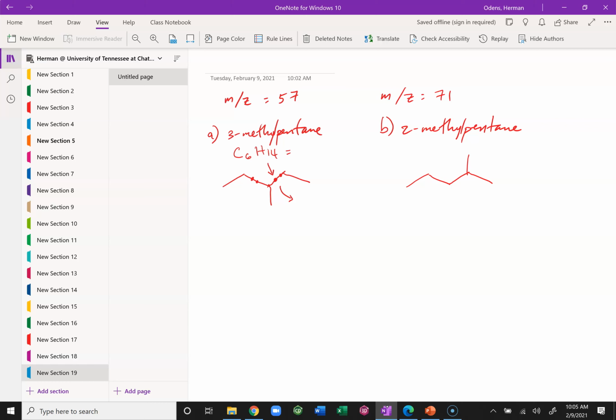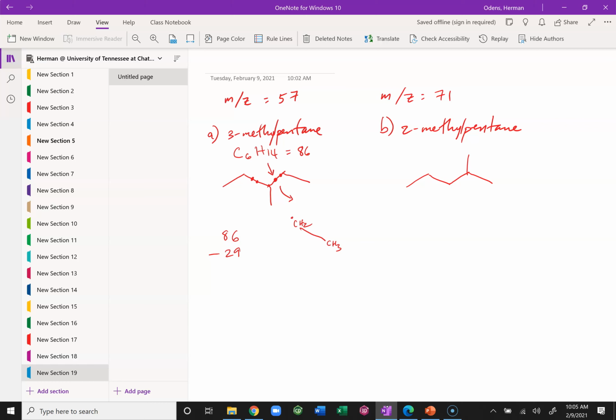6 times 12 is 72 plus 14. That's 86. So if I lose an ethyl group, how much am I losing? So 86 minus 29. Yeah. An ethyl group will be a CH3 with a CH2 group here. Whether it's plus or the radical, doesn't matter.